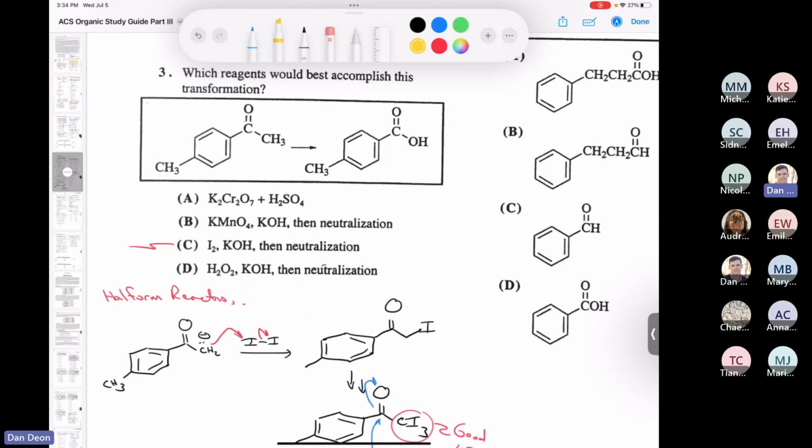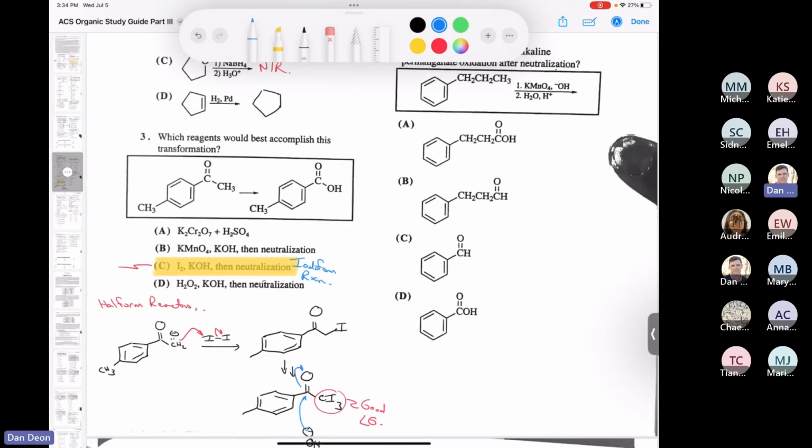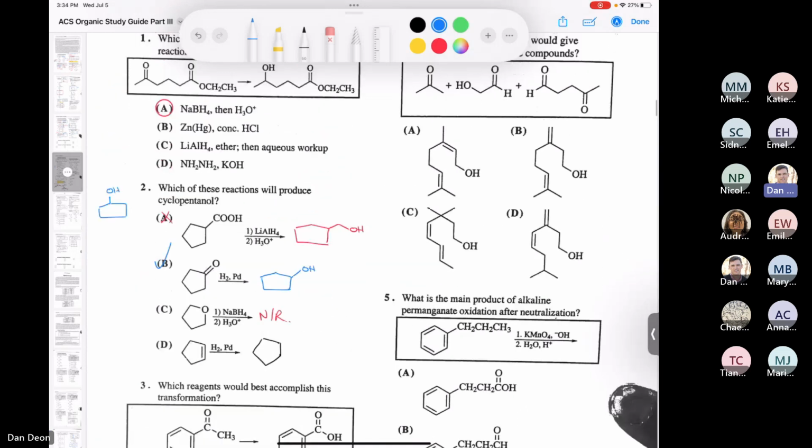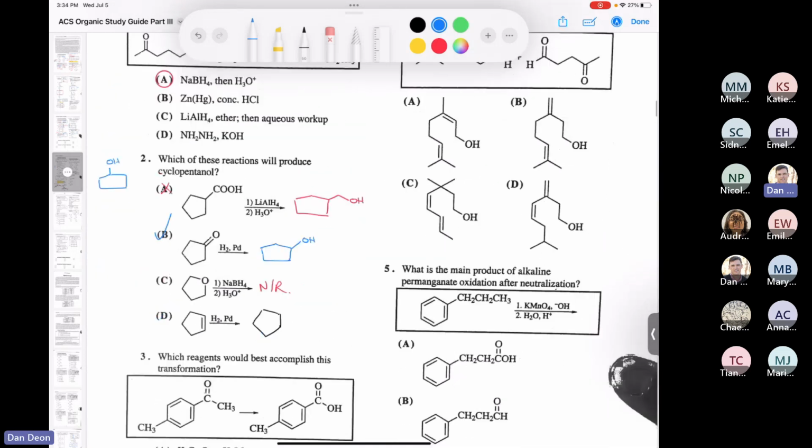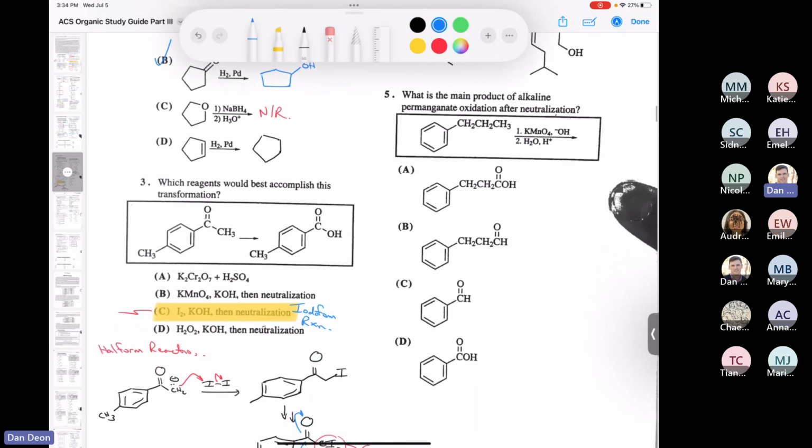So this reaction, we actually call this the iodoform reaction. I think this reaction was covered in chapter 20, if I'm not mistaken. So the iodoform reaction. Okay. Question number 4, I'm assuming everybody knows how to do that. So we'll move on to the next one.